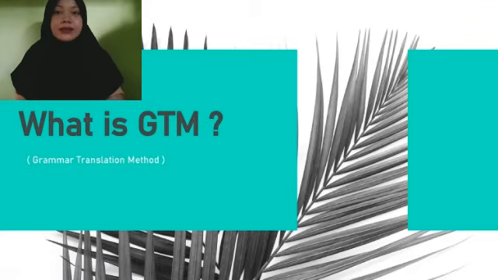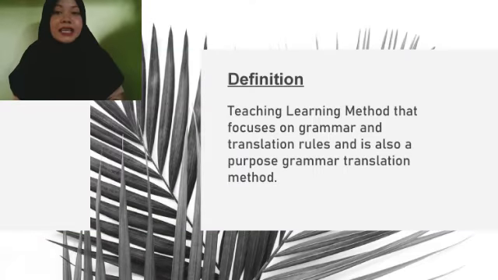Well everyone, I'm Fitria Salsabila. Today I will explain the definition of grammar translation method. Grammar translation method, or GTM, is a teaching learning method that focuses on grammar and translation rules and is also a purpose grammar translation method. GTM is one of the methods commonly used as a method of learning foreign languages.